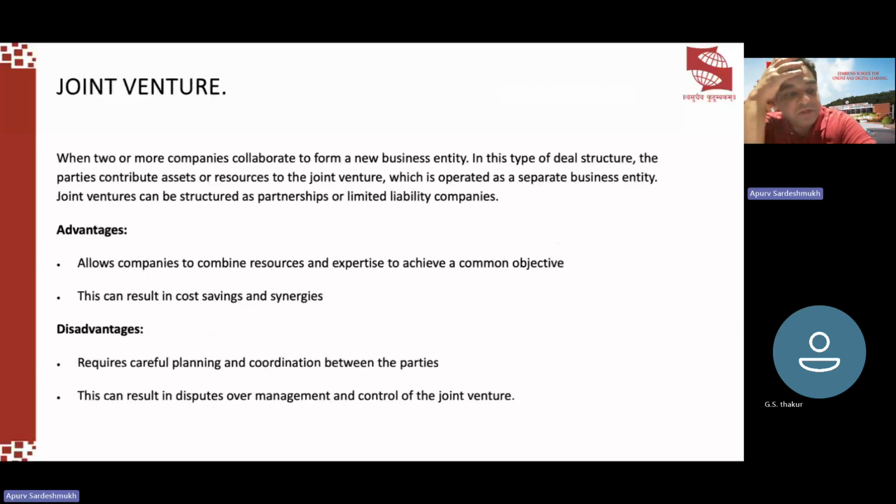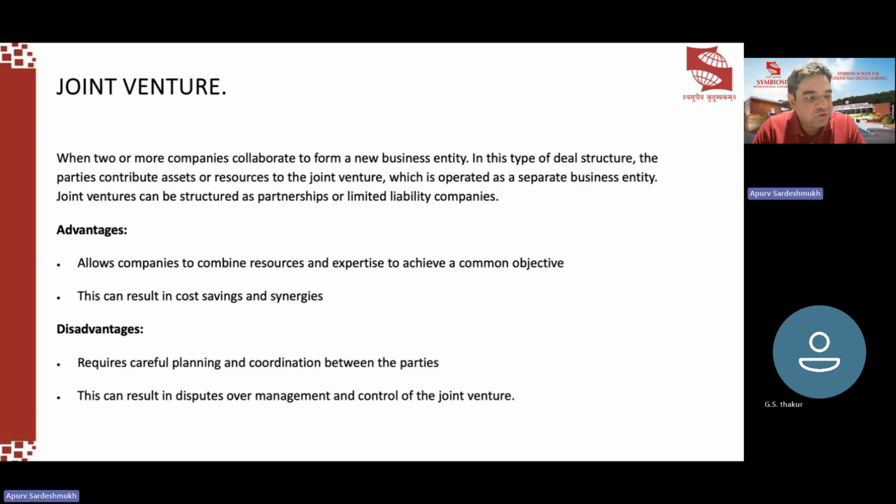So another way in which an acquisition takes place, or an acquisition can be structured, or a combination can be structured, is a joint venture. Now, what are joint ventures? Basically, when two or more companies collaborate to form a new business entity. In this kind of structure, the parties contribute assets or resources to the joint venture, and it is typically operated as a separate business entity.